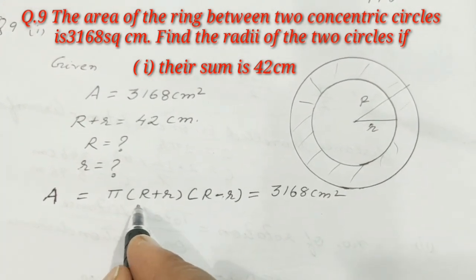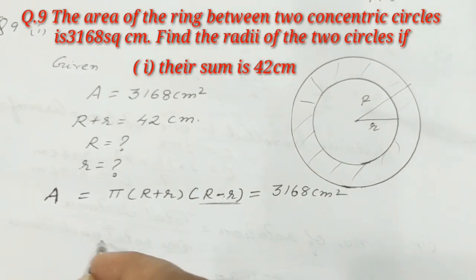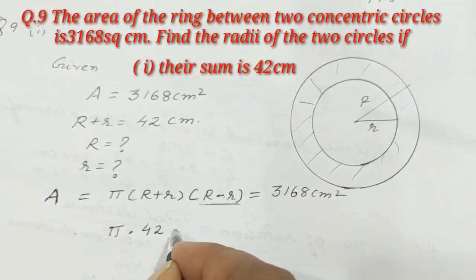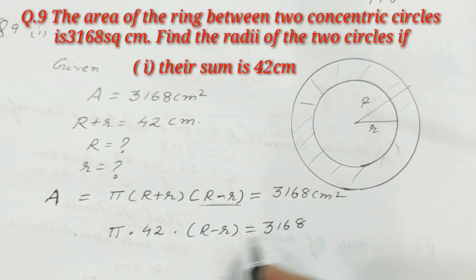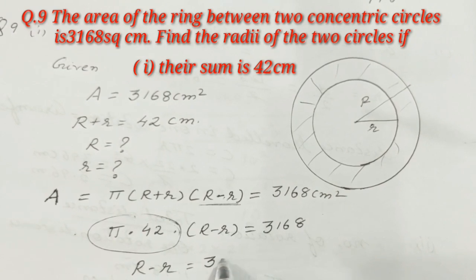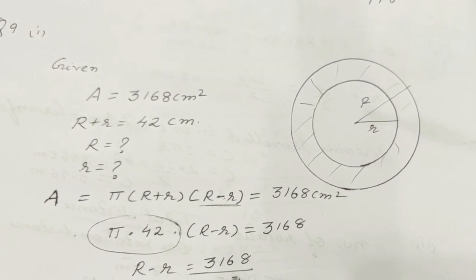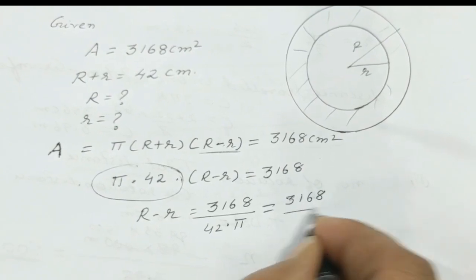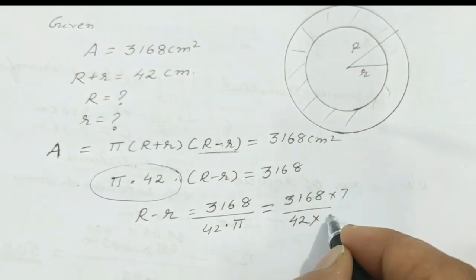Now let us try to find the difference of the radii. How will you calculate the difference of the radii? Let's put pi. Here pi into sum of radii, which is 42 centimeter, into the difference of radii, R minus small r, equals 3168. Transpose these two to the other side. It means R minus r equals 3168 divided by 42 pi. So students, when you substitute the value of pi, it becomes 3168 upon 42 into the reciprocal of 22 by 7, that is 7 by 22.